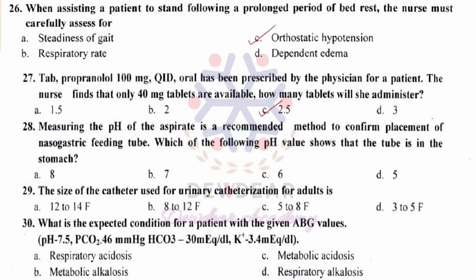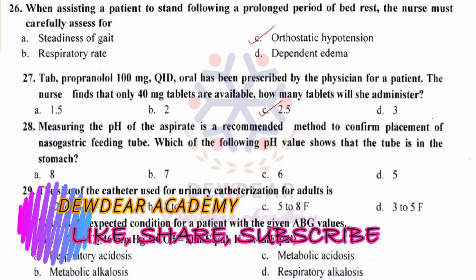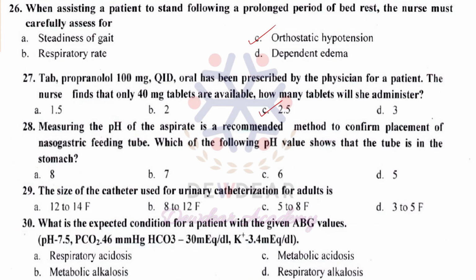Then question number 28. Measuring the pH of the aspirate is a recommended method to confirm the placement of the nasogastric feeding tube. Which pH value shows that the tube is in the stomach? A pH value of 5 indicates that the tube is in the stomach.